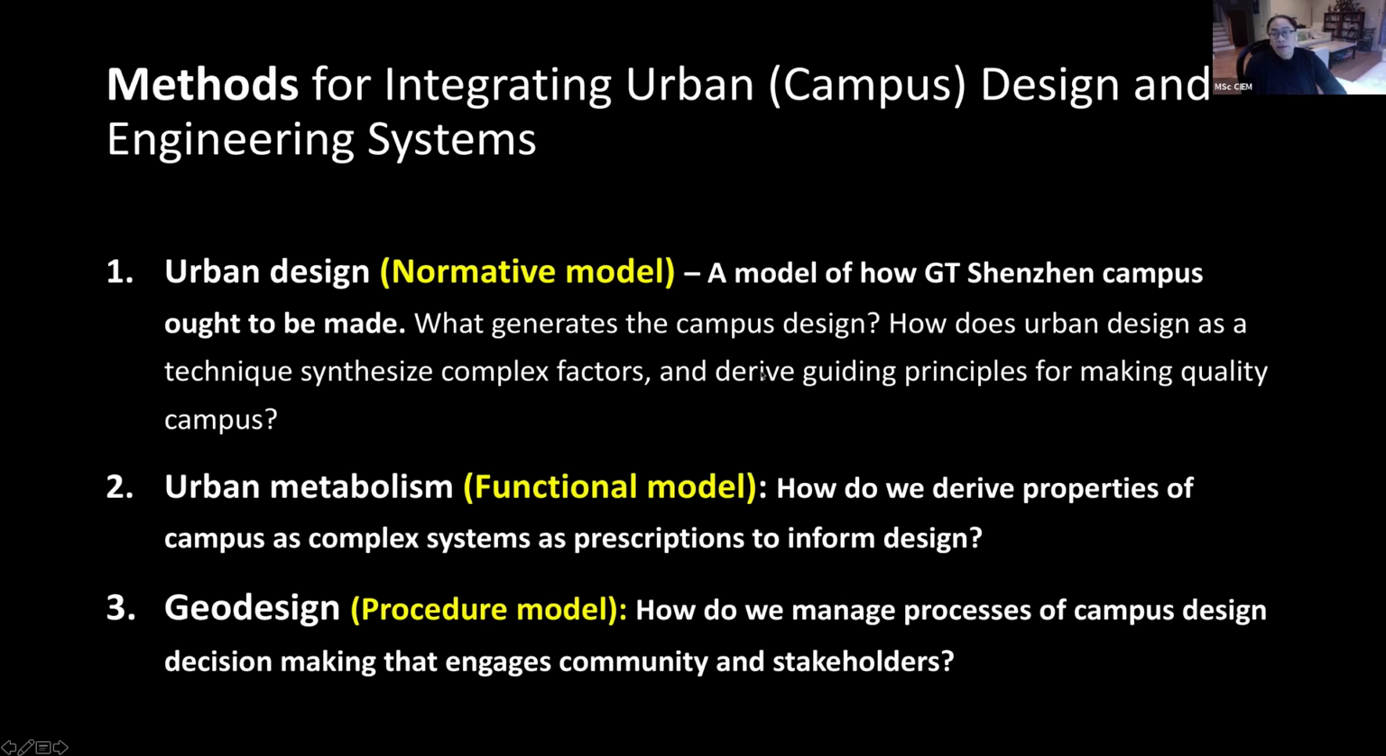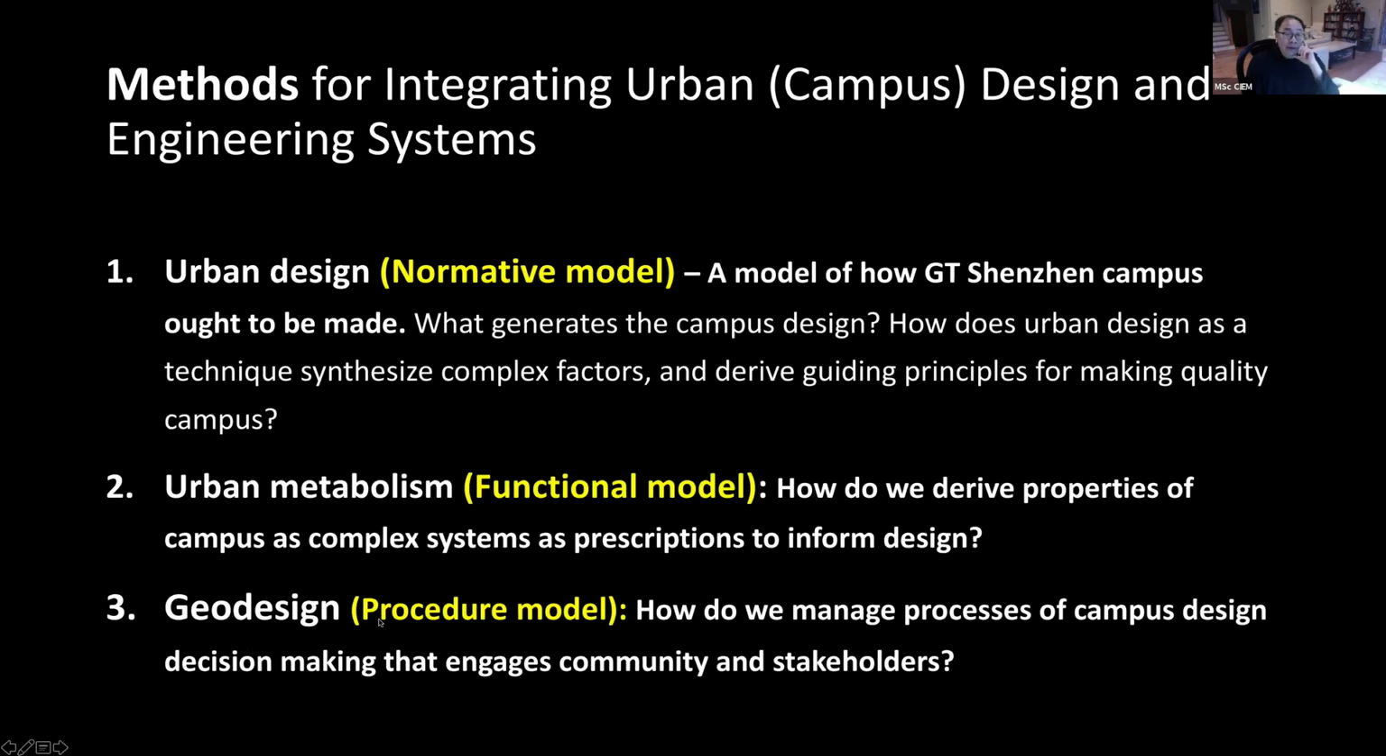Transportation, building, topography, and so on, and derive some principle for making quality campus. That's one approach. We call it normative model. And we also like to understand function, how the campus function is a complex system, and how do we derive properties of campus as complex system as a prescription to inform design. So you need to understand that complex system property in the process.